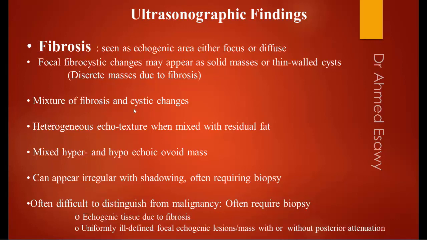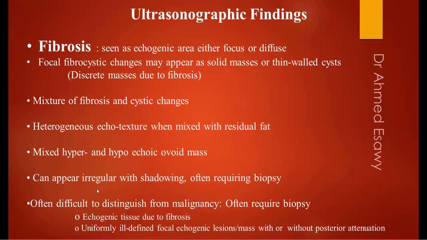Ultrasonographic findings include a mixture of fibrosis and cystic change that may present with heterogeneous echotexture when mixed with residual fat. A mixed hyper- and hypoechoic ovoid mass or mass-like area can appear irregular with shadowing, often requiring biopsy. This mass is sometimes difficult to distinguish from malignancy. It often requires biopsy if present as a focal mass, which requires biopsy of echogenic tissue due to fibrosis, sometimes difficult to differentiate from malignancy, or a uniformly ill-defined focal echogenic lesion or mass with or without posterior attenuation.